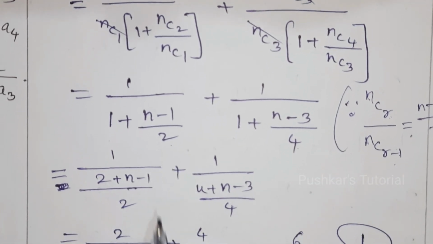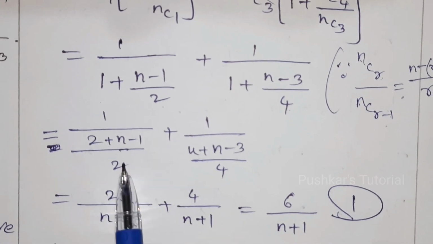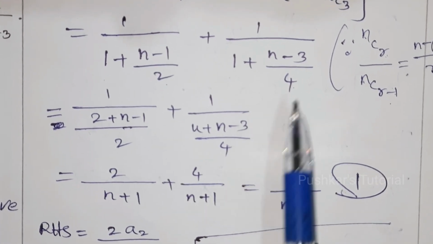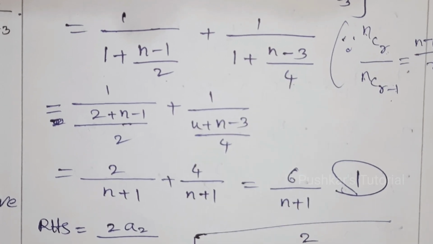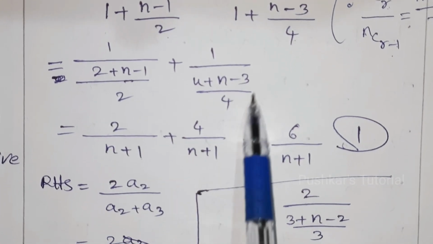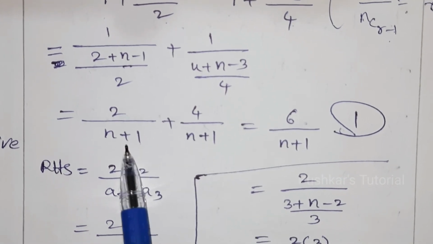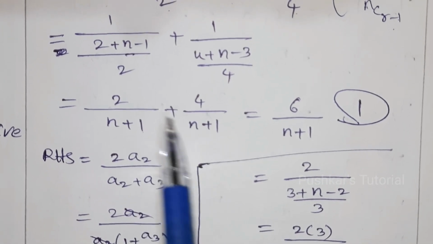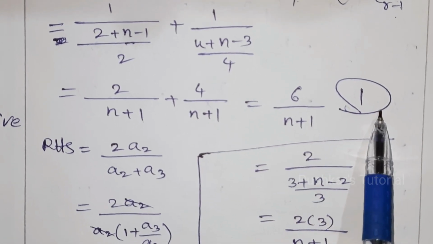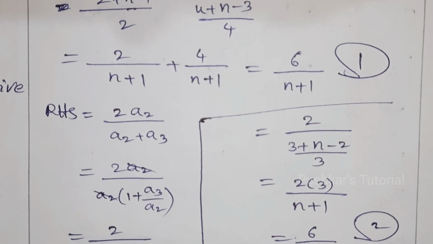LCM of the denominators: 1 and 2 is 2, 2 ones are 2, n-1. 1 and 4 LCM is 4, 4 ones are 4, n-3. So here 2 minus 1 is 1, 4 minus 3 is also 1. Again LCM of the denominator, n+1 as it is. So only the numerator addition, 2 plus 4 is equal to 6. Keep aside equation 1. Next we have to show the RHS now.